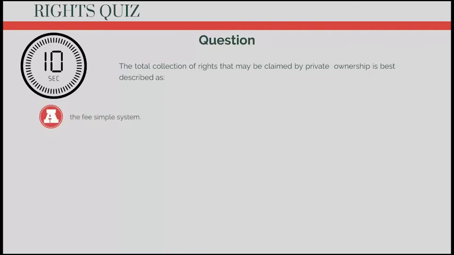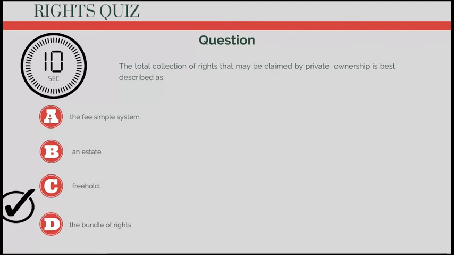The fee simple system, B. An estate, C. Freehold, or D. The bundle of rights. D. The bundle of rights.